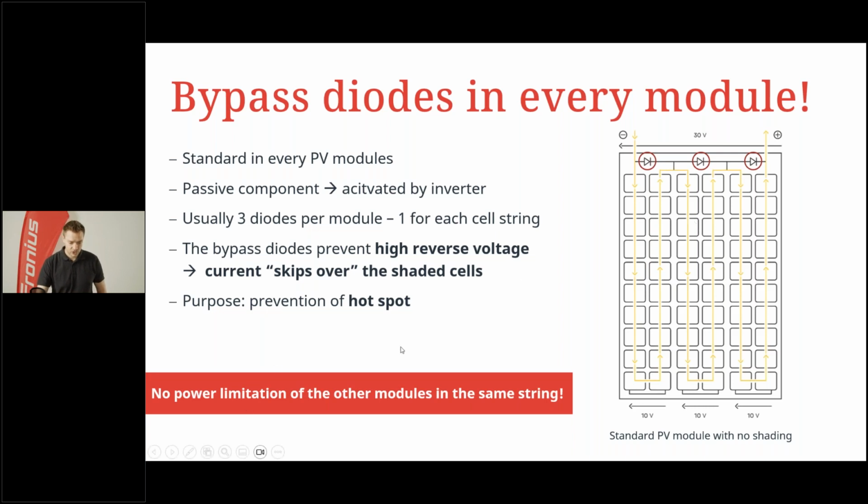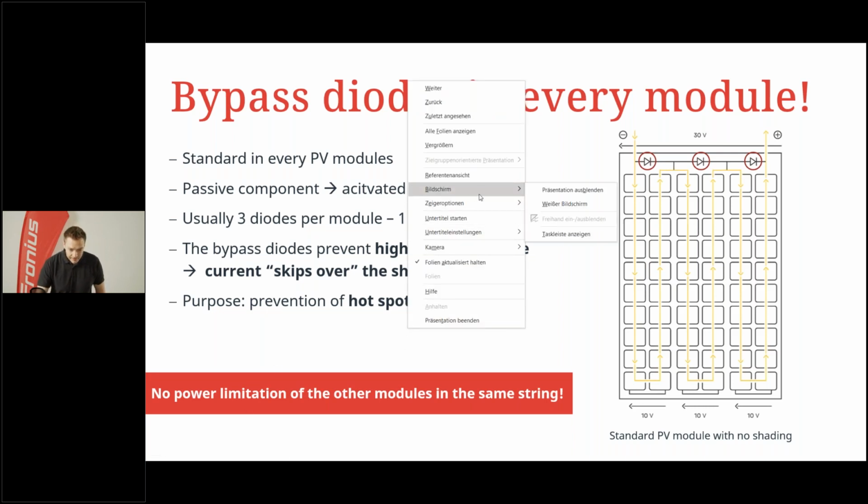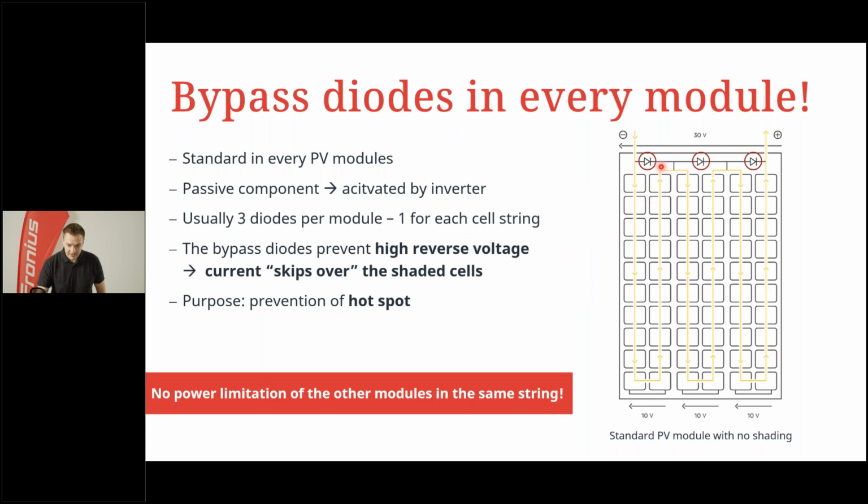I can show it also with the laser pointer. So as you can see here, the 3 diodes on this module, when one diode is getting conductive, then you just lose here one cell string, so 1/3 of the module, and all the other cell strings of this module and all the other modules in the same string are not affected at all. That's a very huge topic to understand the impact of shading.